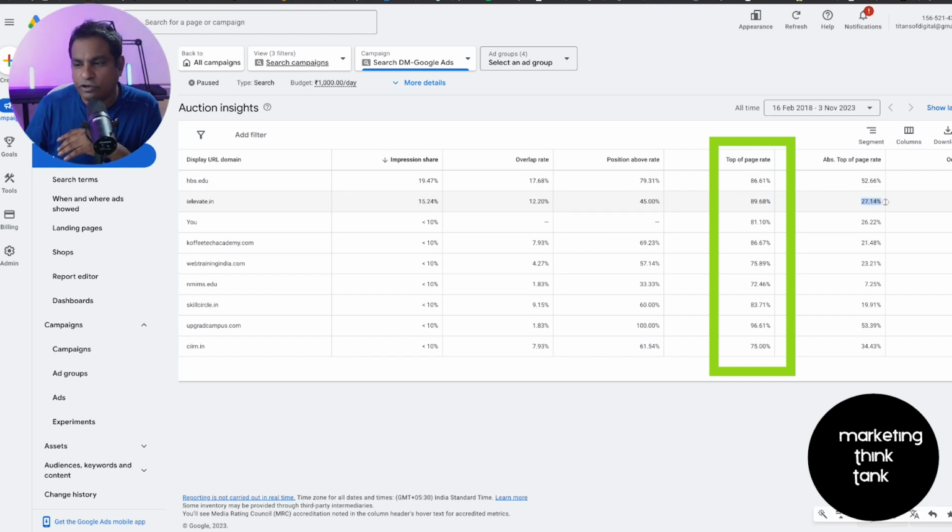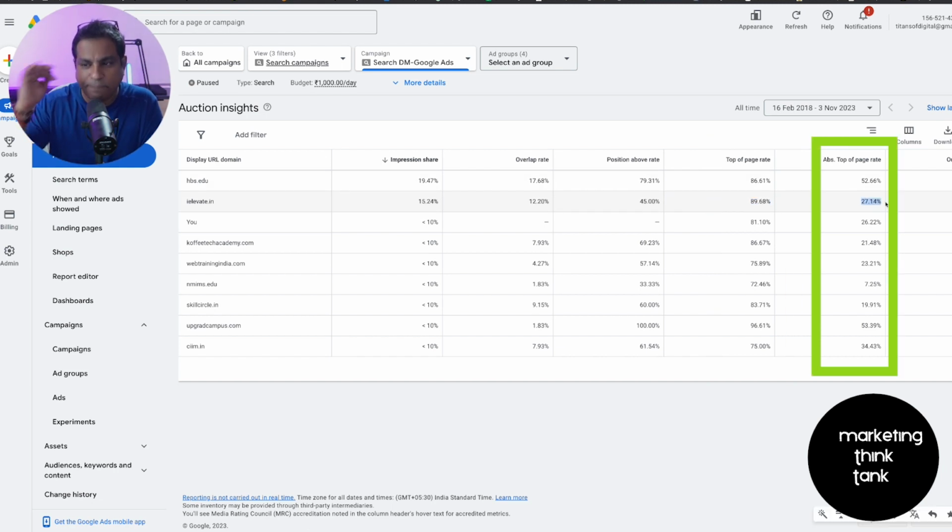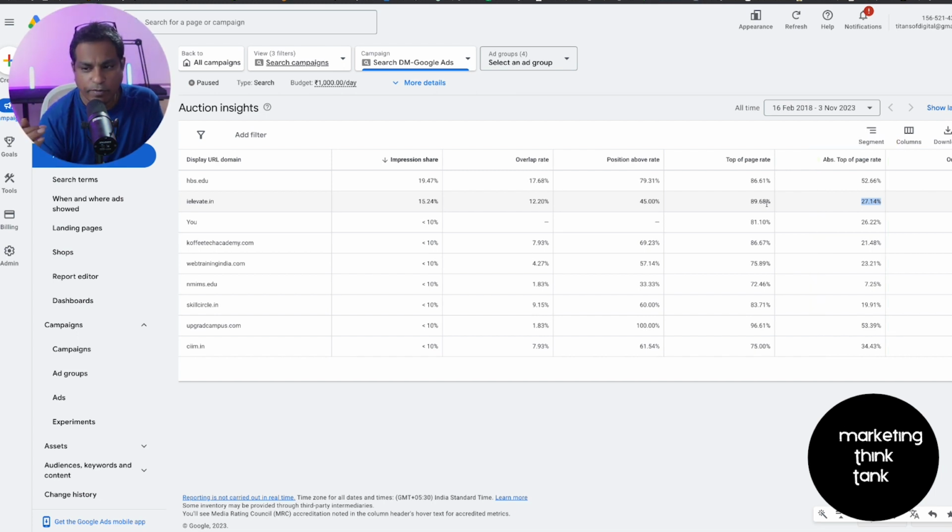Then you have absolute top of the page. This is the absolute top position, right? Which is the very top position. When I say absolute top of the page, I'm just talking about the top position. 27% of the times my competitor's ad has shown at the top position in that auction.